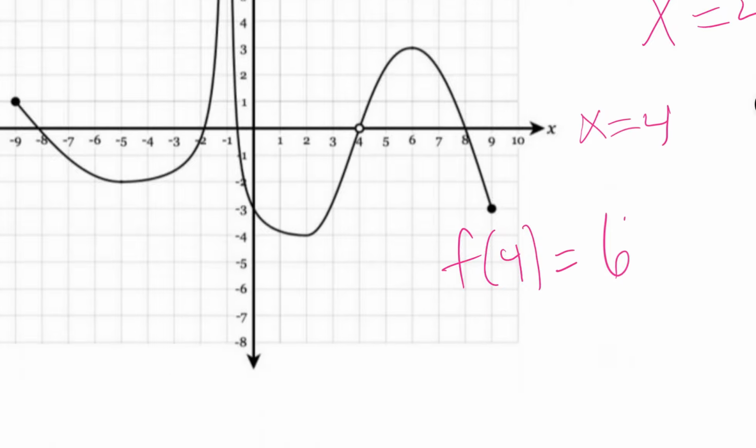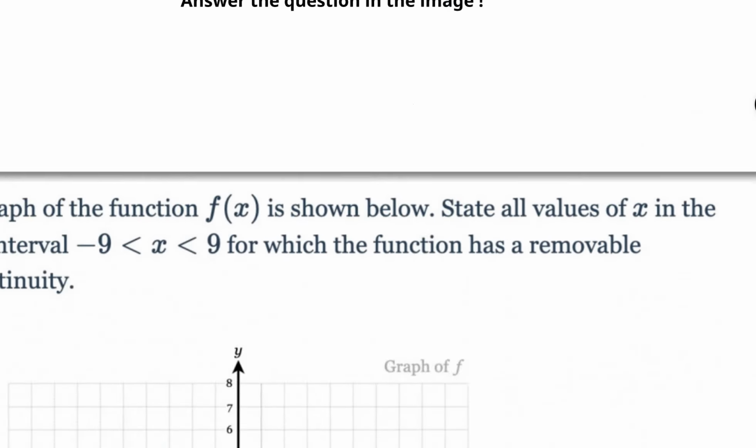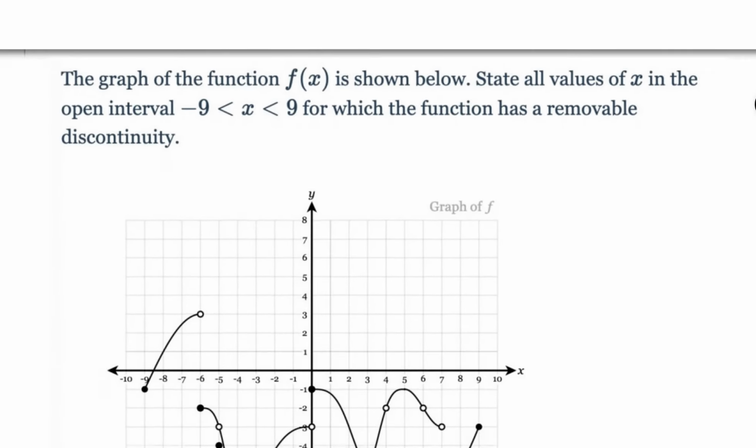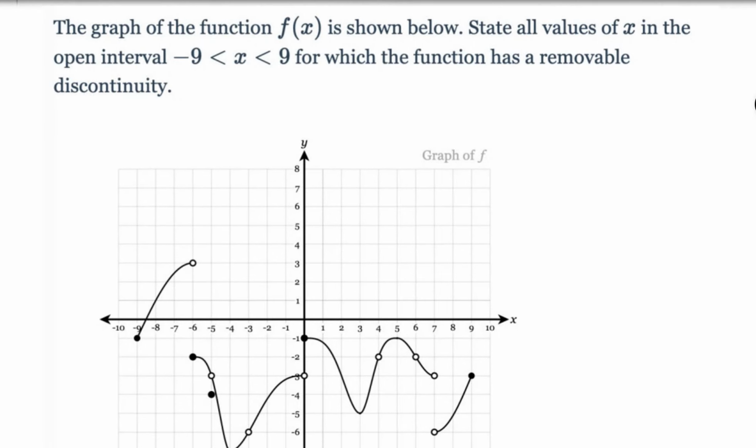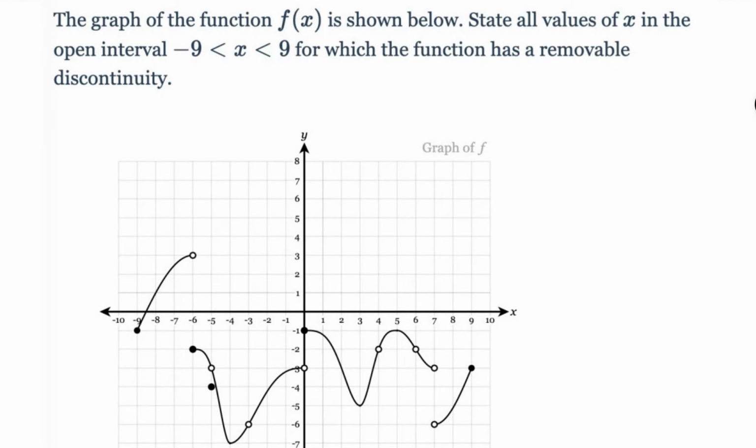So now I would go ahead and pause the video and answer this question. You see a lot going on in this graph. They're not always going to be as simple as the one I showed. Pause the video and determine all x values that have a removable discontinuity.